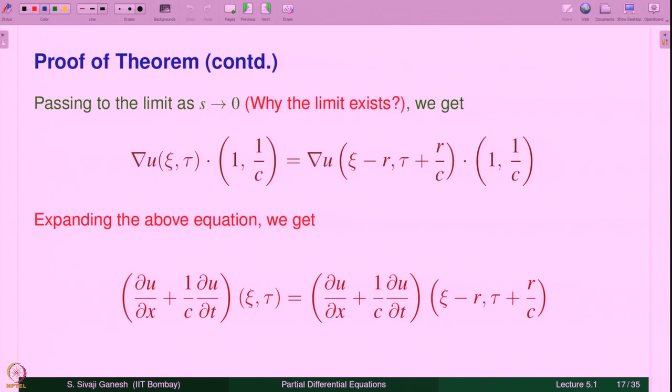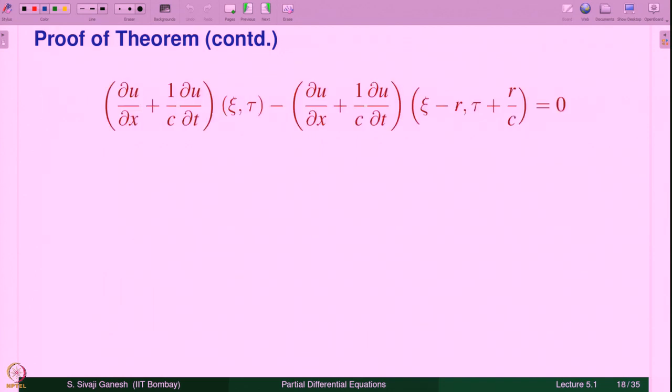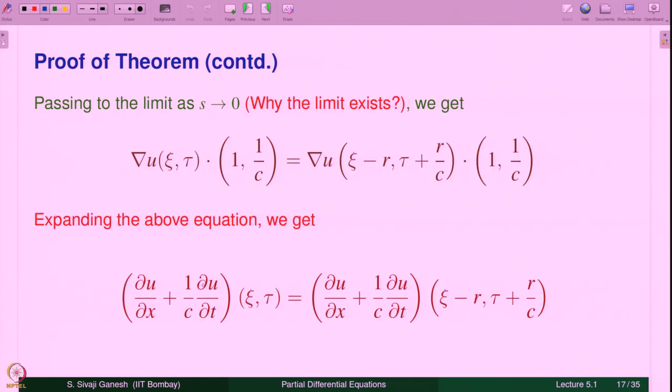So, if you expand, what is this? Grad u is (ux, ut). The gradient dot (1, 1/c) will give you ux plus ut by c. So, you get this at the point (xi, tau). Similarly, the RHS. So, the directional derivative in the direction (1, 1/c) is nothing but this particular combination of the partial derivatives. So, rewriting what we have here, we get this.